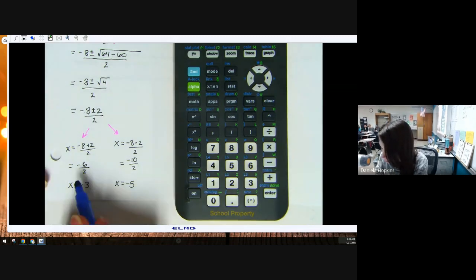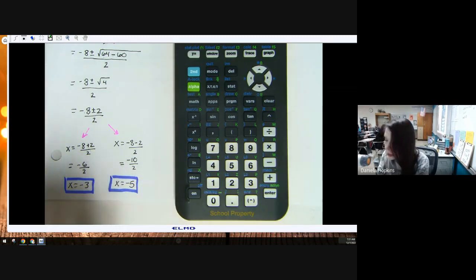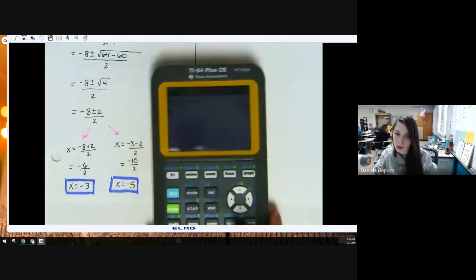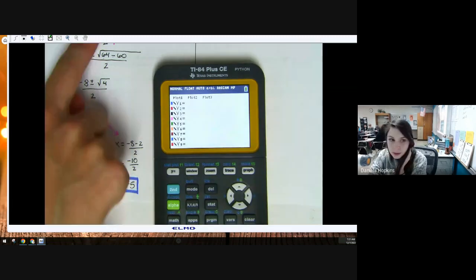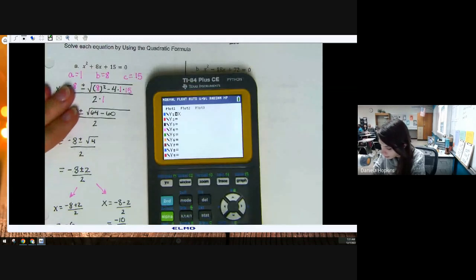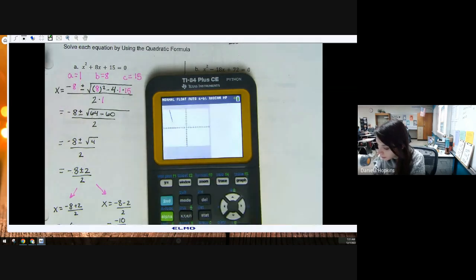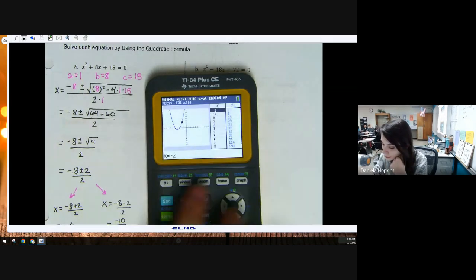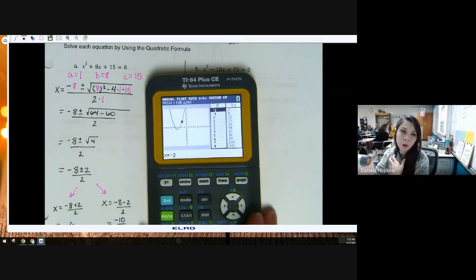Just as a quick reminder, on Go Formative, you just list this -3, -5, or -5, -3. You can always check your answers, though. It was harder to check our answers when we have square roots because those are decimals. But you can always check your answer by typing in the original function, which in this case was x squared plus 8x plus 15. Look at your graph, see where it hits the x-axis. Sure enough, it hits the x-axis at -3 and -5. Always can check your answer that way. If you have square roots, they're decimals then, so it's harder to see, but you can kind of ballpark it at least.